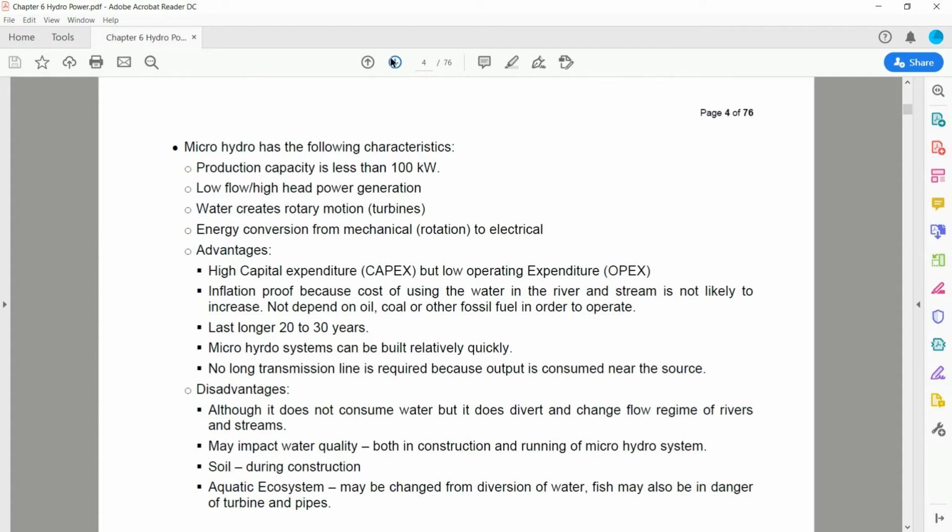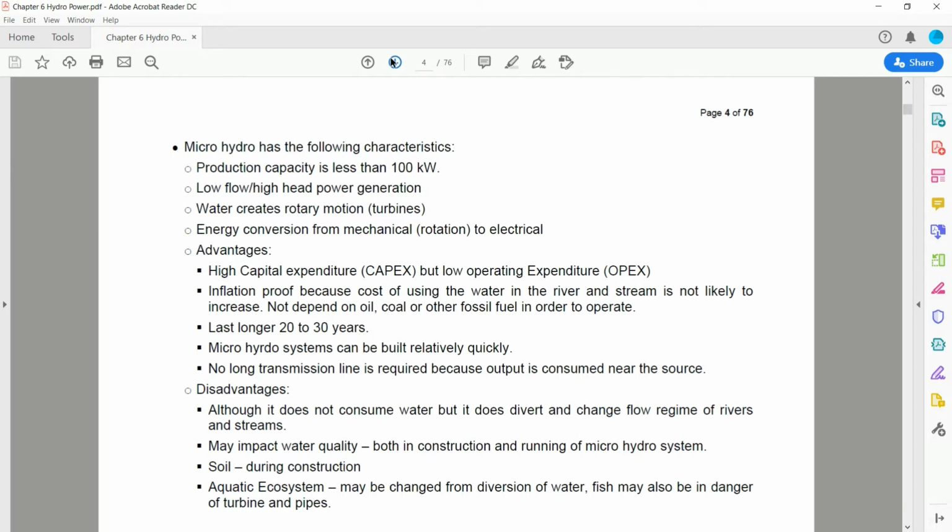It is inflation proof because the cost of using the water in the river and stream is not likely to increase, and does not depend on oil, coal or other fossil fuel in order to operate. So this microhydro system can last longer, 20 to 30 years. A microhydro system can be built relatively quickly. No long transmission line is required because output is consumed near the source.